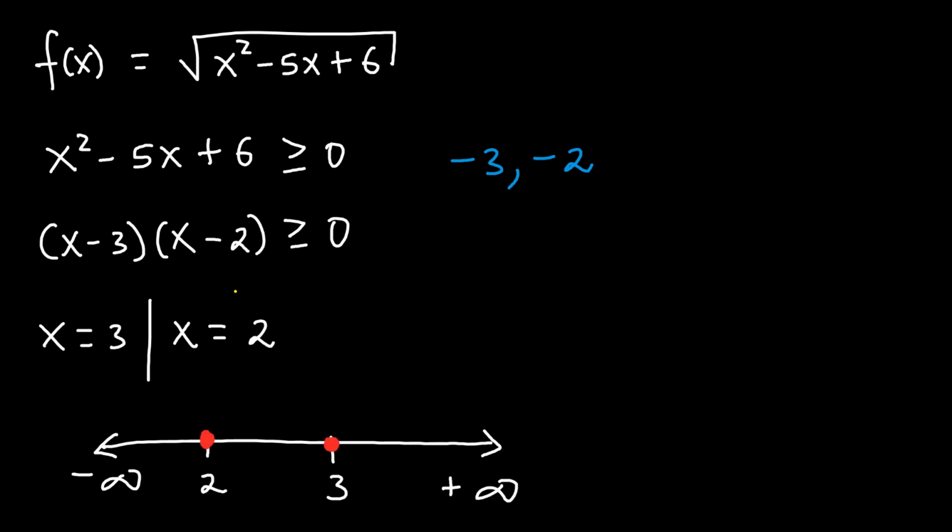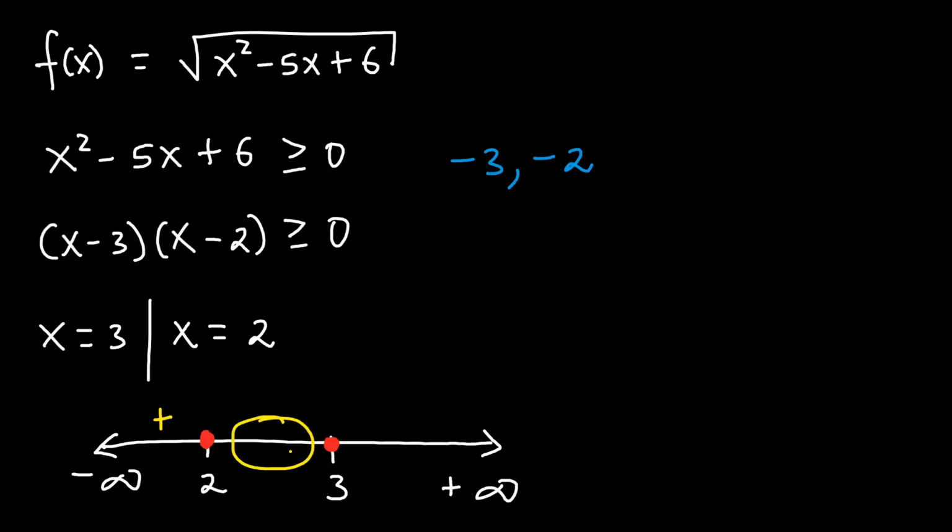And since we can't have a negative inside a square root, we need to find out the regions in which this expression is positive. Let's start with the first region. In this case, we need to put in a number between negative infinity and positive 2. Let's say we put in 0. 0 minus 3 will give us negative 3, so this is negative. And then 0 minus 2 will give us negative 2, so this is also negative. A negative times a negative will give us a positive. So the first region is positive.